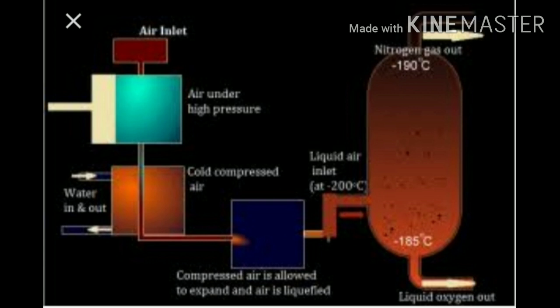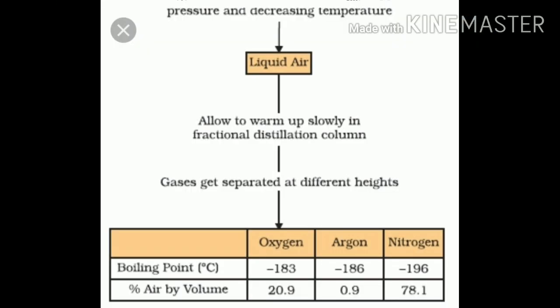Also, the percentage by volume: oxygen is present at 20.9%. The volume of nitrogen is 78.1%. Argon is only 0.9% by volume.